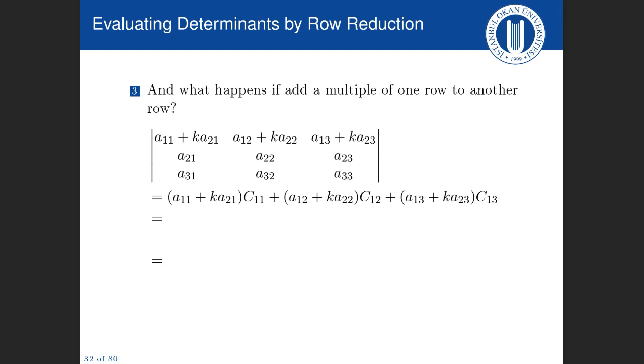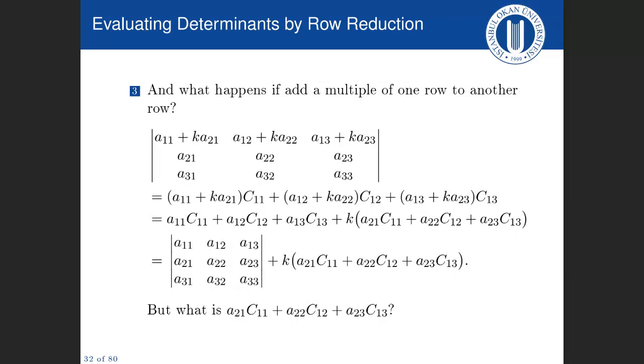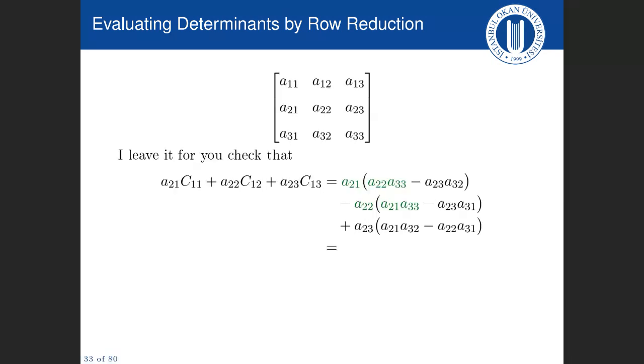Cofactor expansion along the first row, and then separate the terms like this. I have the determinant of the matrix we started with plus k times a new number, A21 C11 plus A22 C12 plus A23 C13. But what is this new number? Let's calculate this. I'm not going to go through all the details here. I'm leaving this for you to check.